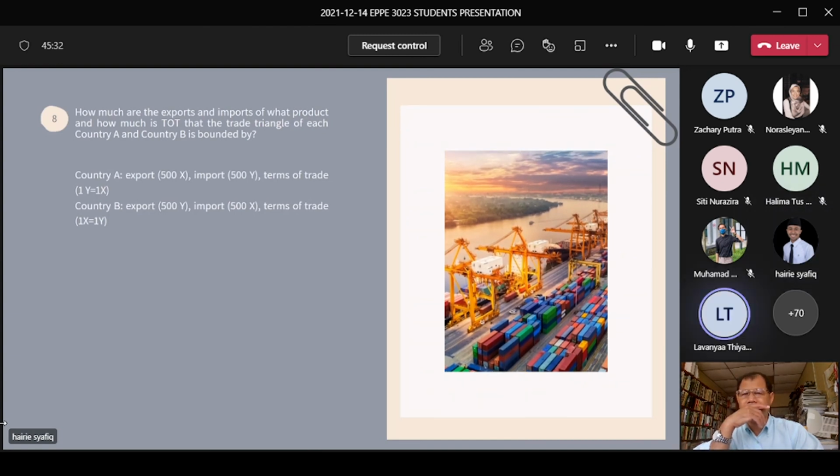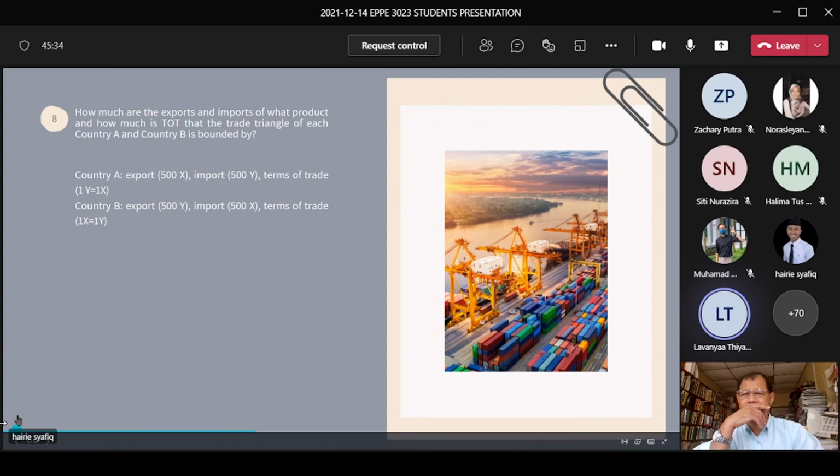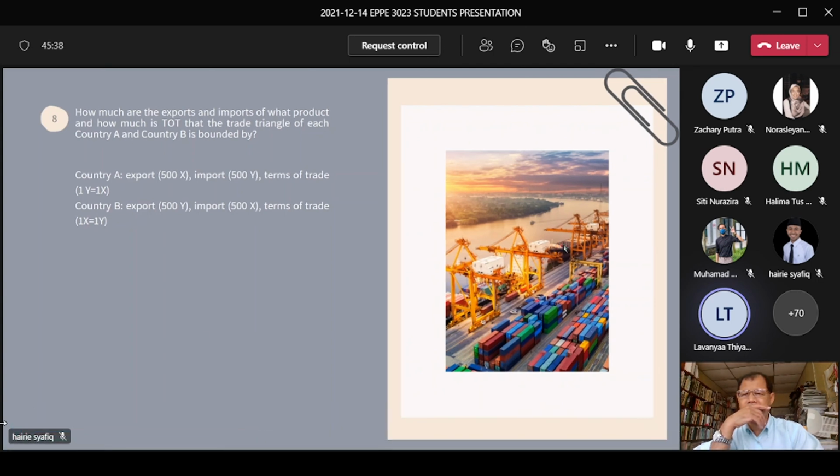My question is, how much are the exports and imports of what product, and what TOT is the trade triangle of each country A and country B bounded by? For country A, export is 500 X and import 500 Y, terms of trade 1 Y equals 1 X. Country B exports 500 Y and imports 500 X, terms of trade 1 X equals 1 Y.